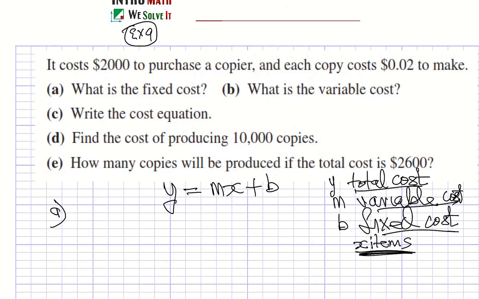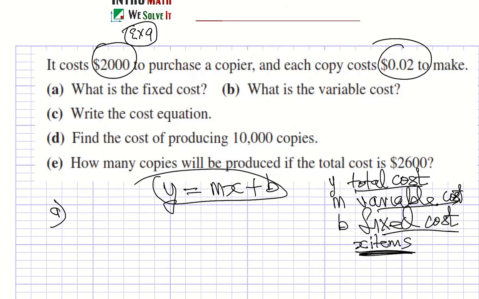Well, based on what you do here, you are given the cost. It costs $2,000 to purchase a copier. Then to make each copy will cost $0.02, right? Okay, so you have to use those two constants. You use that and use that to put it in this equation here. That's all they're asking you to do in A. You see what I'm saying? So you have to make sure you understand that.